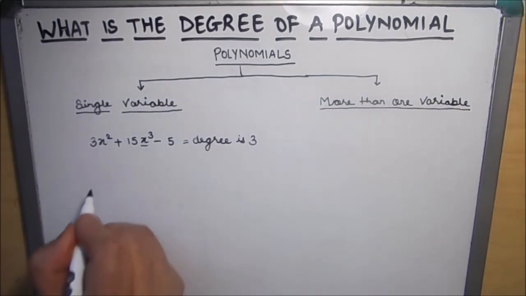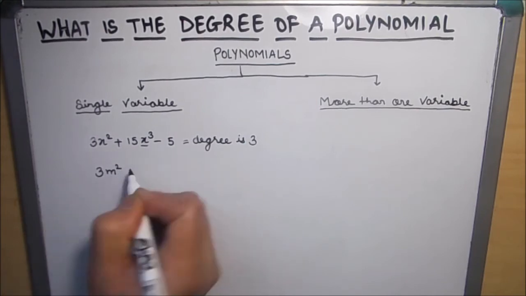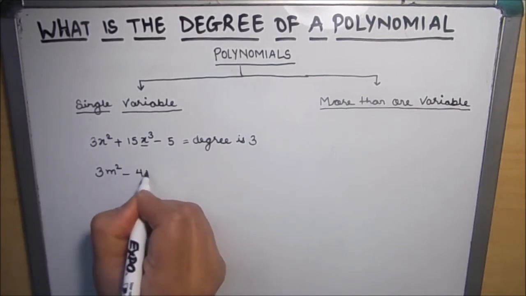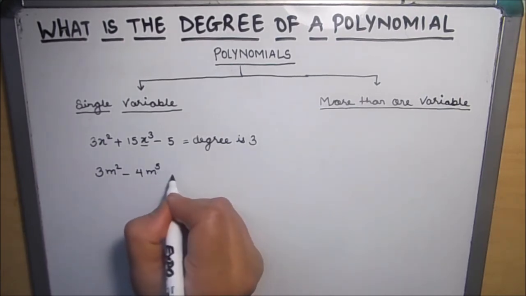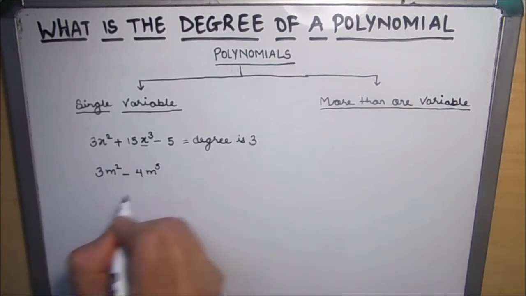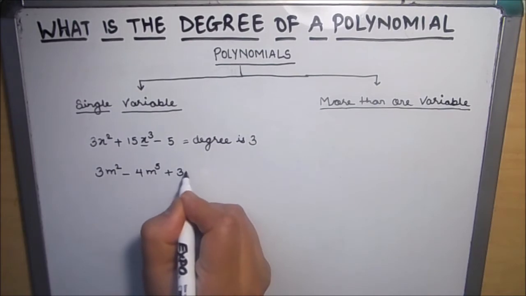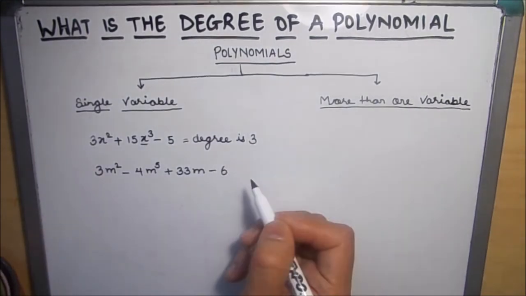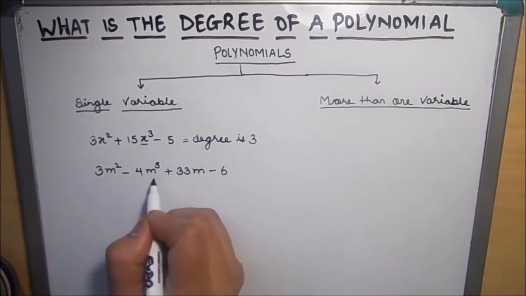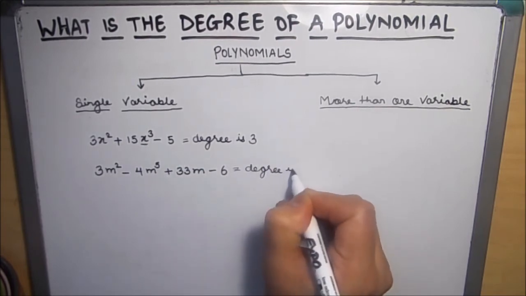Let's have one more example. 3m square minus 4m to the fifth power plus 3m minus 6. In this example, the highest index of the variable m is 5. So the degree of this polynomial is 5.